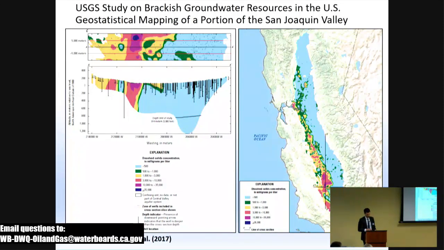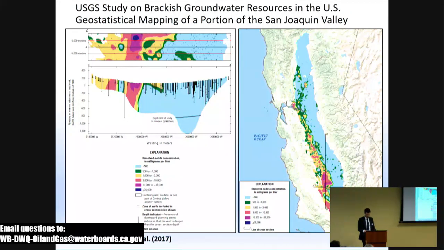This is a cross-section of the San Joaquin Valley, and probably most people in the room are aware of the differences between the east side and the west side in terms of groundwater resources and the amounts of them and their total dissolved solids. So the east side certainly has quite a bit more fresh and lower salinity groundwater than the west side.